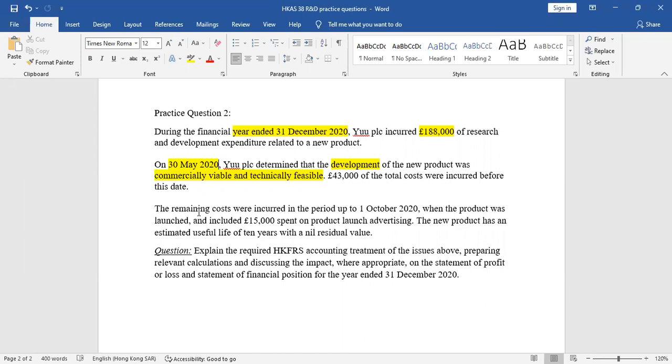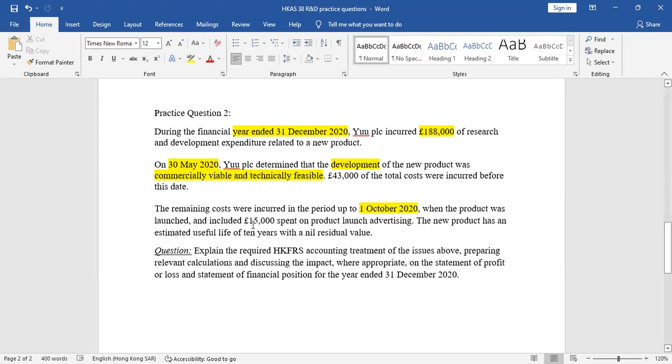Then let's look at the last paragraph. The remaining costs were incurred in the period up to 1st October 2020, when the product was launched, and included £15,000 spent on product launch advertising. So the remaining costs were incurred in the period up to 1st October 2020. So 188,000 minus 43,000, because that's already gone. 43,000 cannot be capitalized, so you would have to do 188 minus 43. So any expense after that is actually eligible for development expense.